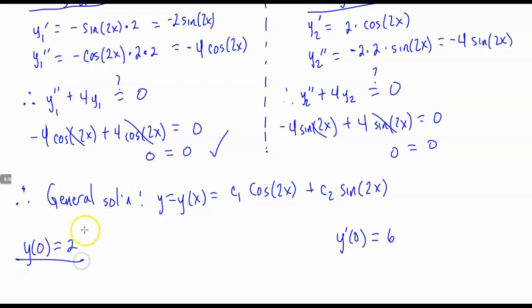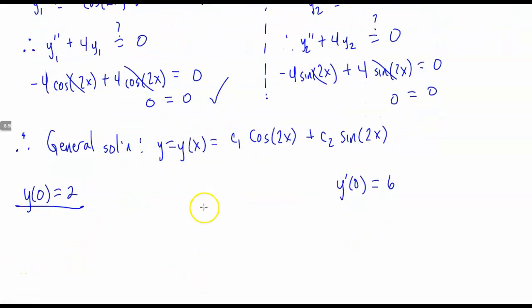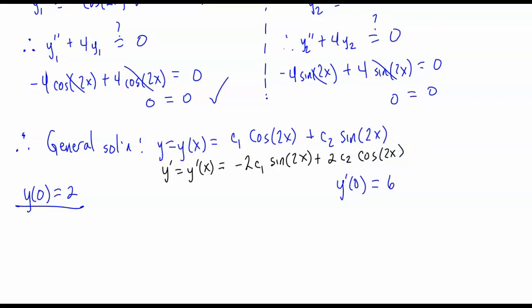So with this initial condition, we can go ahead and use what we have here. But I'm going to go ahead and evaluate what the first derivative will be, because we're going to need that info too. So here, if we took the first derivative of this, it would be minus 2c1 sine of 2x. And over here, this would be 2c2 cosine of 2x. Okay.